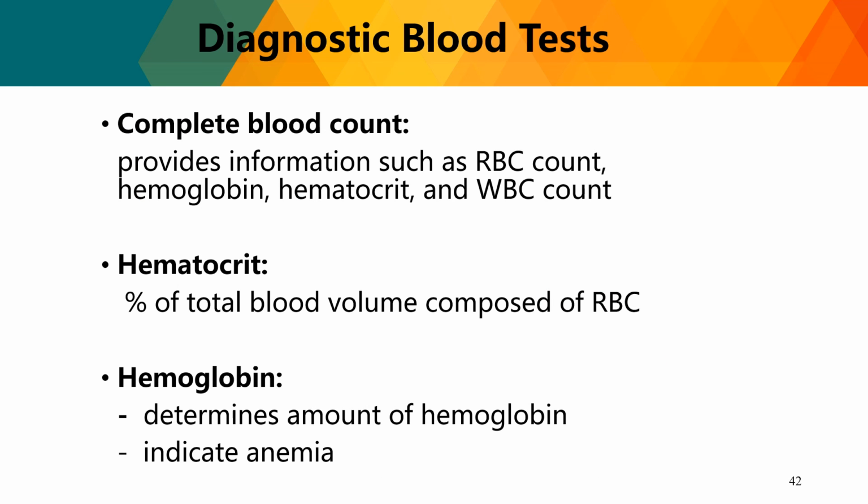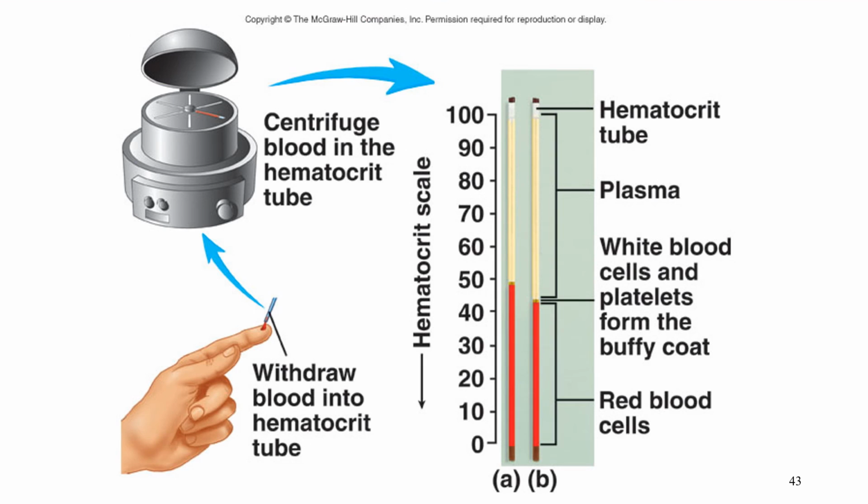So, diagnostic blood tests. First we have your complete blood count. This provides information such as RBC count, hemoglobin, hematocrit, and WBC count. You also have the hematocrit, which is the percent of total blood volume composed of your RBC. And then the hemoglobin, which determines the amount of hemoglobin and indicates if you have anemia. Okay, so usually these are the diagnostic blood tests that are being asked kapag nagpapamedical tayo.